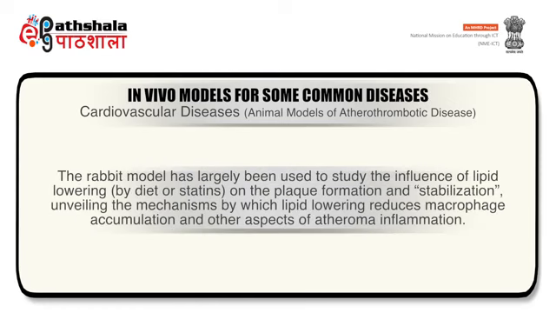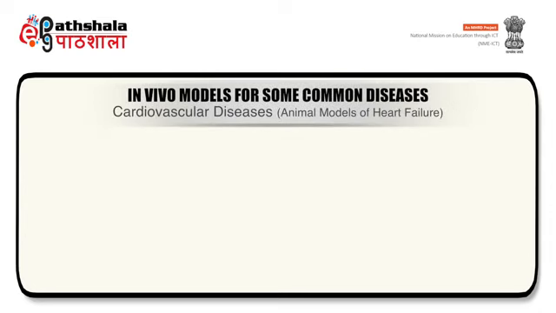The rabbit model has largely been used to study the influence of lipid lowering on the plaque formation and stabilization, unveiling the mechanisms by which lipid lowering reduces macrophage accumulation and other aspects of atheroma inflammation. The next we are going to discuss the animal models of heart failure.